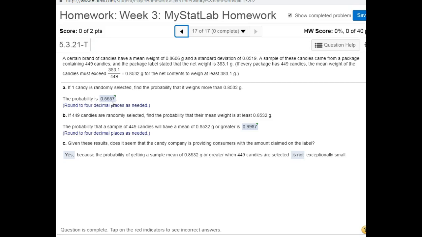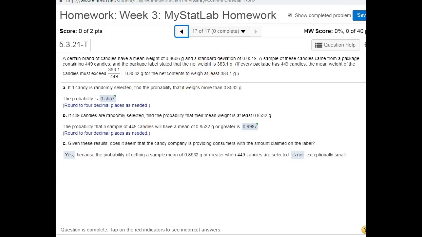But in part B now, we're going to look at the entire group. If 449 candies, which is the amount in a package, if that's randomly selected, what's the probability that their mean weight actually meets this weight we're looking for? And this is the probability we really care about in quality control, because if their average weight out of the whole 449 is that value, then the package will weigh as much as we're advertising it weighs.